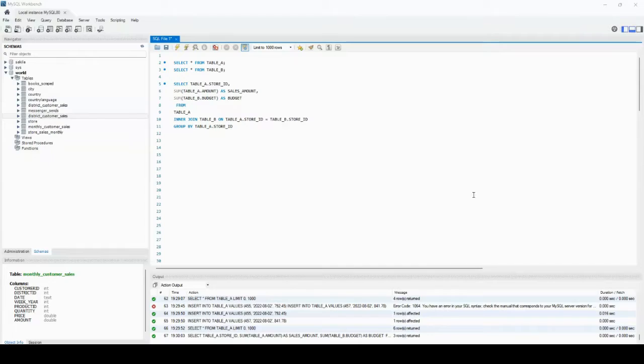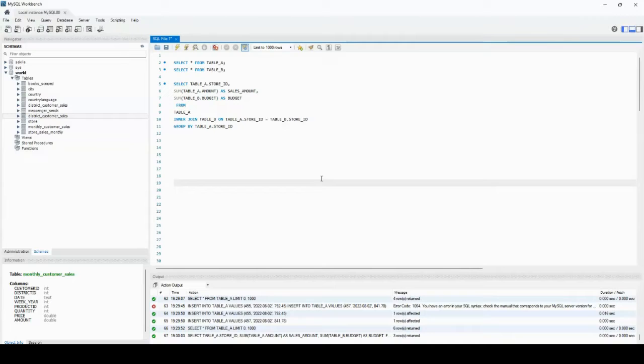So I say to join or not to join should always be the question. So what I mean by that is what should you look out for when you're joining two tables, and what are some things you need to consider before making a join? So let's take a look at an example.